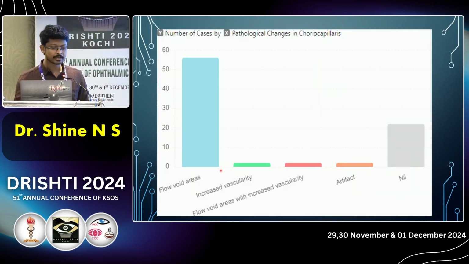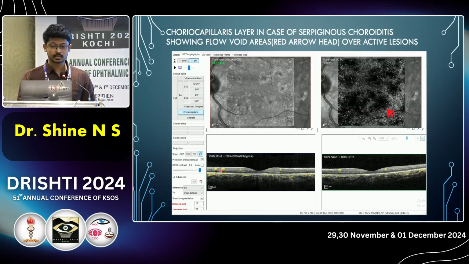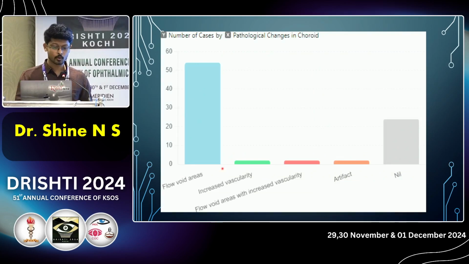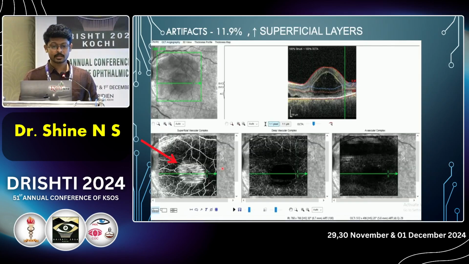In the choriocapillary layer, flow void areas were the main finding. This is an image of flow void areas in the choriocapillary layer in OCTA imaging. In the choroid also, flow void areas were the main finding. We found almost 12% of artifacts in these eyes. It was increasing from deeper to superficial layers.